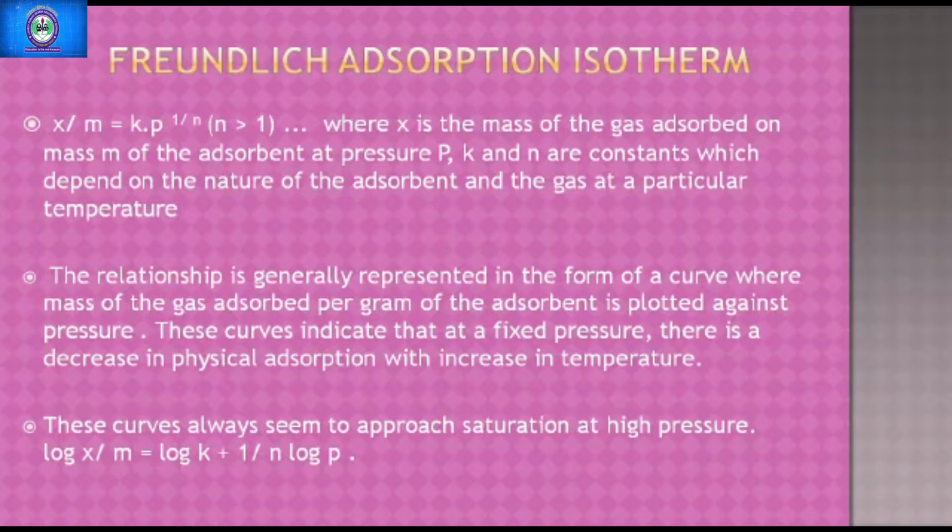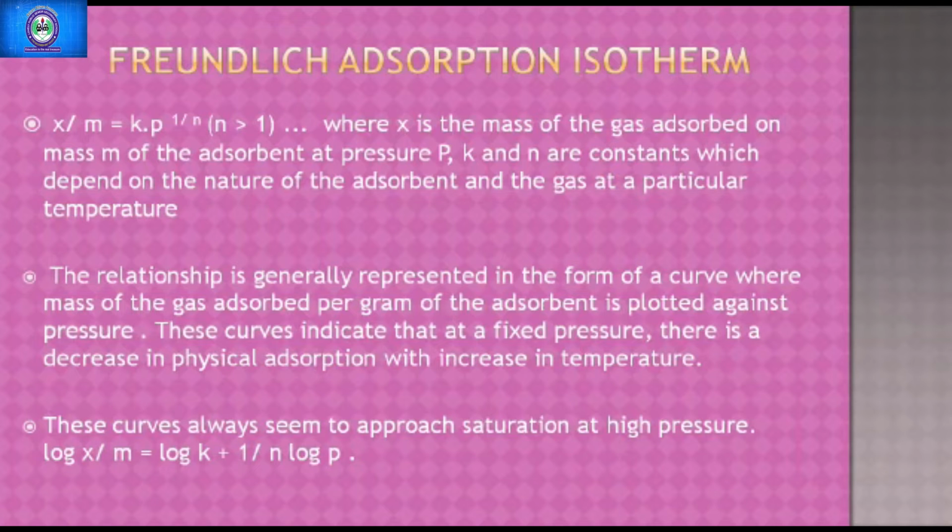The relationship is generally represented in the form of a curve, which you all have seen in the last slide. The mass of the gas adsorbed per gram of adsorbent is plotted against pressure. The curve indicates that at fixed pressure, there is a decrease in the physical adsorption with increase in temperature. These curves always seem to approach saturation at a high pressure.